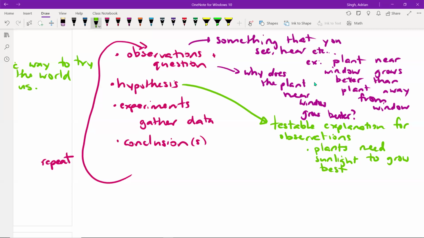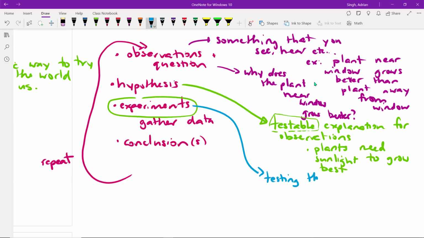And the key thing here is that the explanation that you propose needs to be one that you can test. And we can test these hypotheses using what are known as experiments, right? So experiments then are going to be the test. Testing the hypothesis.